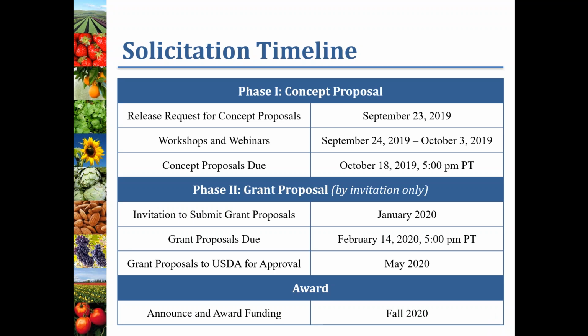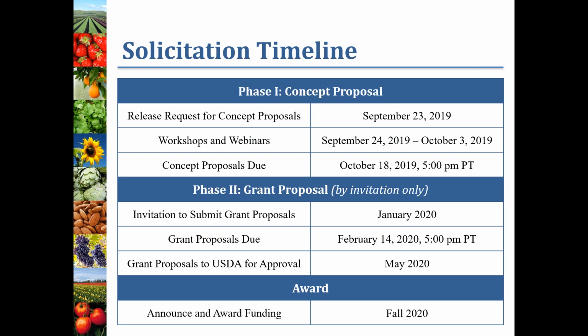The solicitation timeline can be found in the RFCP. Please note that concept proposals are due Friday, October 18th, 2019 at 5 p.m. Pacific Time. You will be notified in January whether or not you are invited to submit a grant proposal. Applicants have approximately 1 month to submit grant proposals.